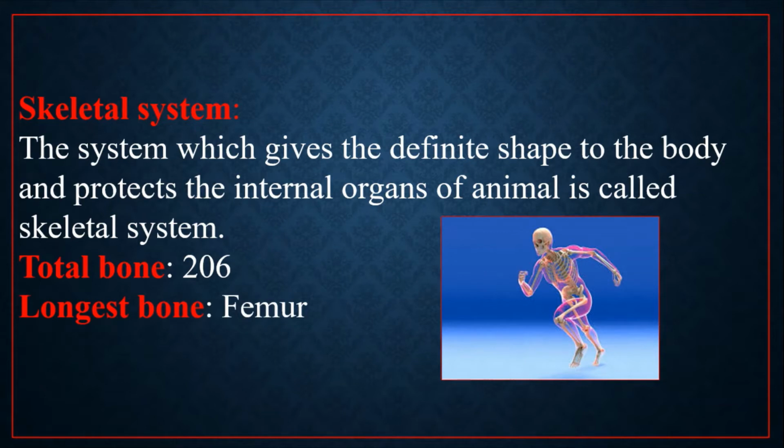What is the longest bone of our body? Femur, which is present in the leg. Which one is the smallest bone of our body? Stapes, you know. In our middle ear, there are 3 bones: malleus, incus and stapes. The stapes is the smallest bone of our body.